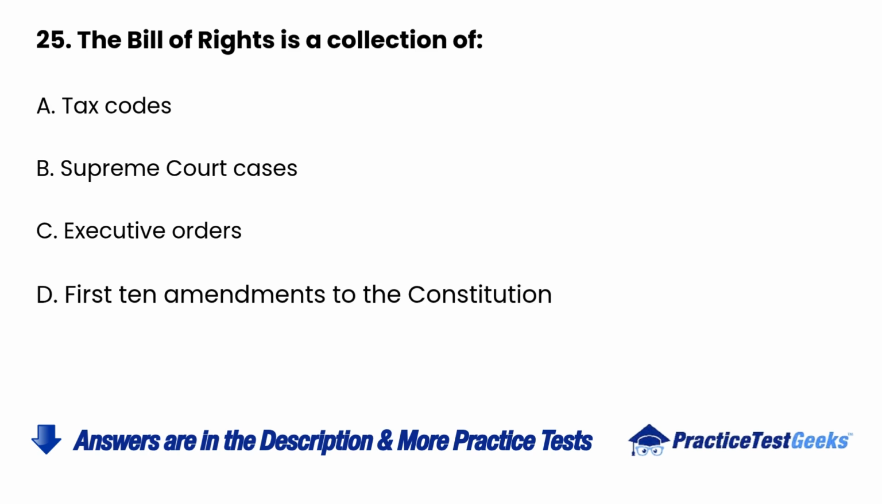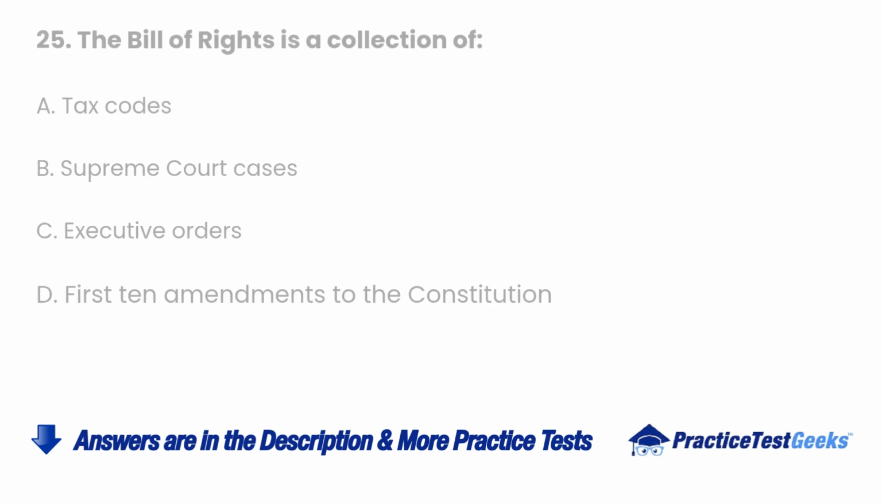25. The Bill of Rights is a collection of A. Tax codes. B. Supreme Court cases. C. Executive orders. D. First 10 amendments to the Constitution.